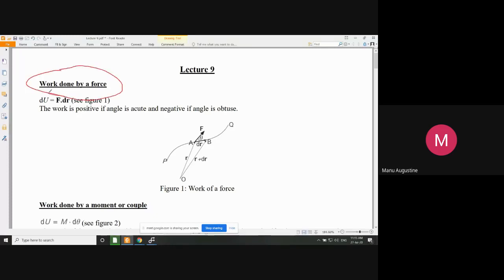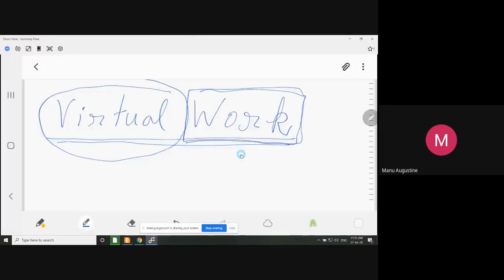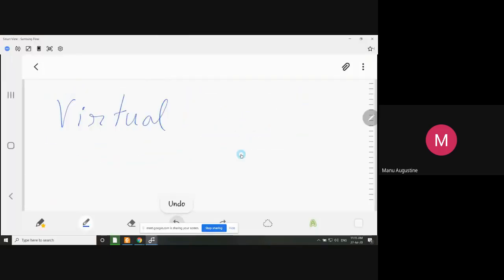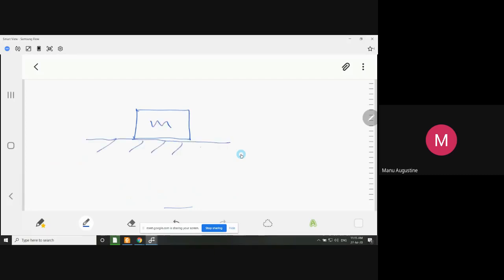Work done by a force, as you can see, is the dot product of force and displacement. Now, what is the meaning of dot product? Let us understand this. Let us say I have a block of mass m resting on a surface, and this is a completely smooth surface. There is no friction.